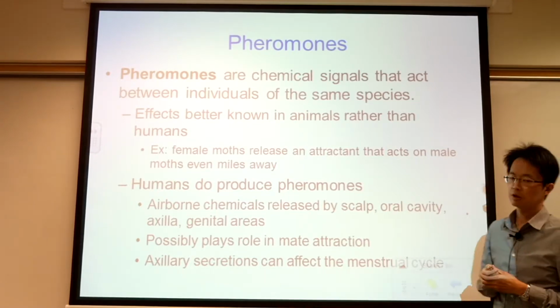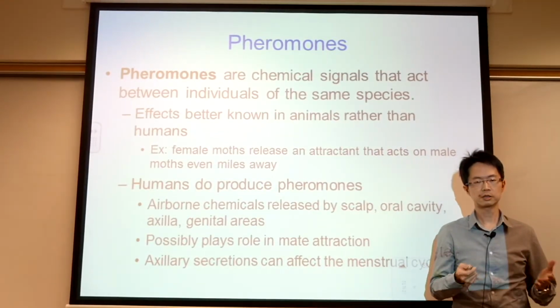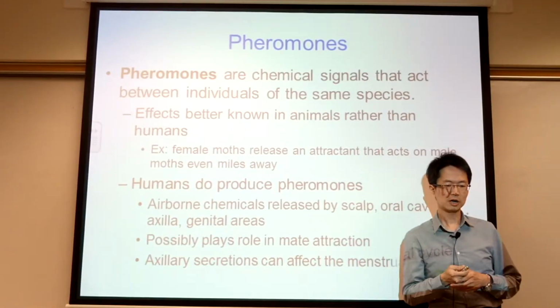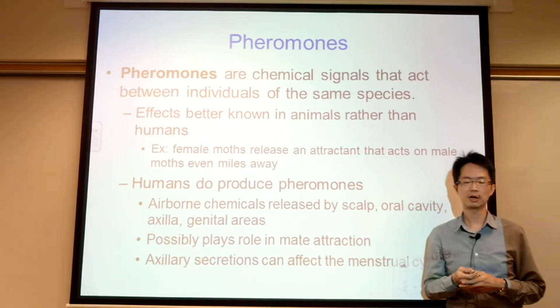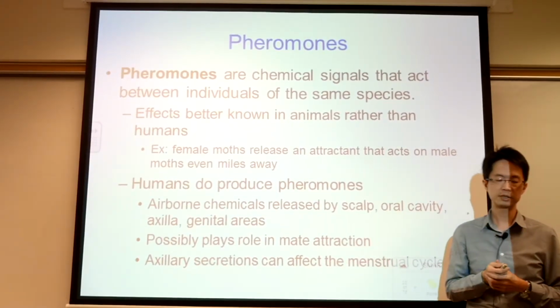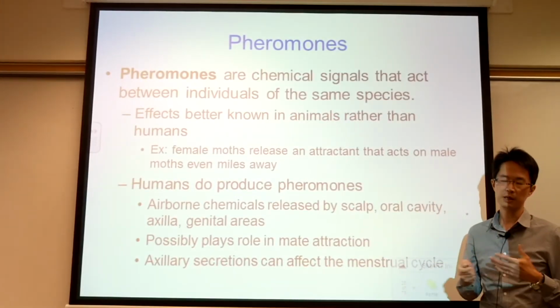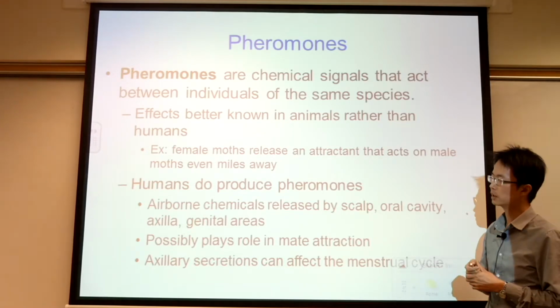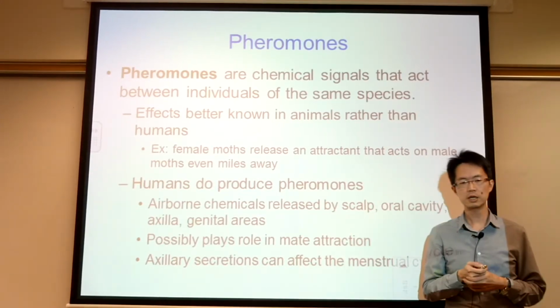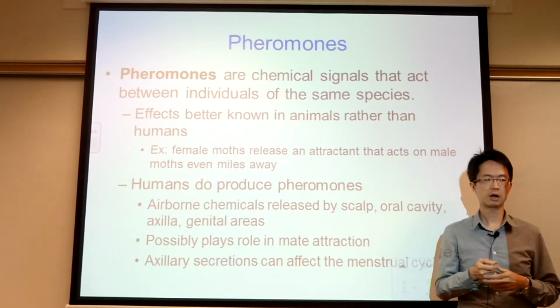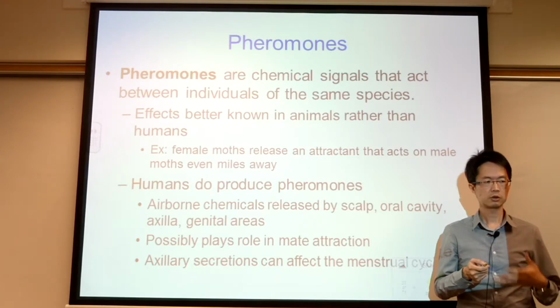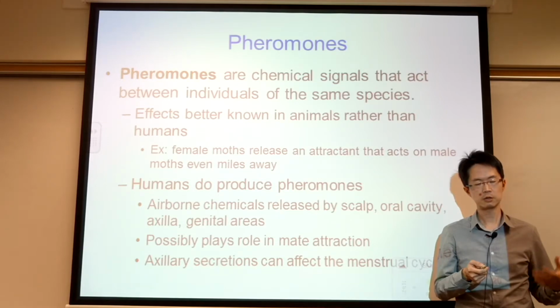Okay, pheromone. Pheromone is very famous due to a lot of commercial exaggeration. It is a chemical signal between individuals in the same species. It is more well-known and better understood in animals than in human beings. The main reason is that we human beings do not have the olfactory receptor to let the pheromone bind to it. So we cannot detect human pheromone.